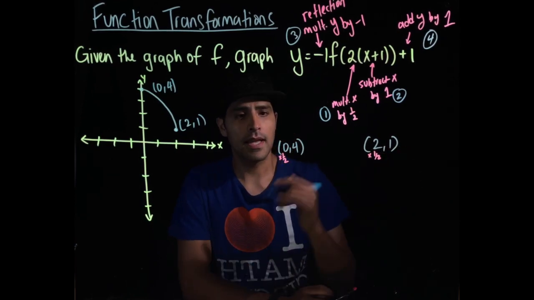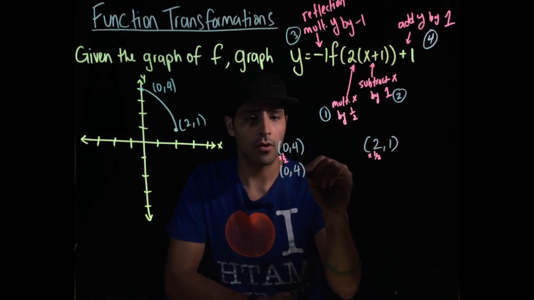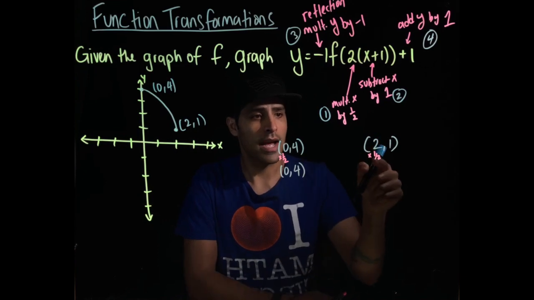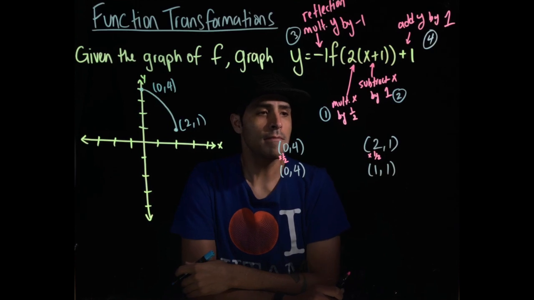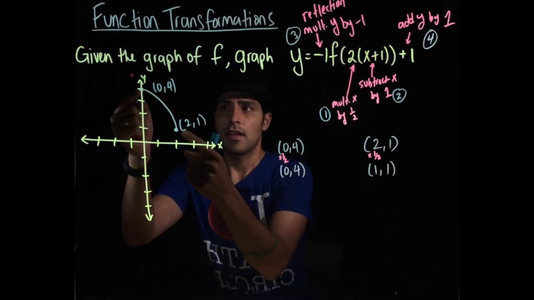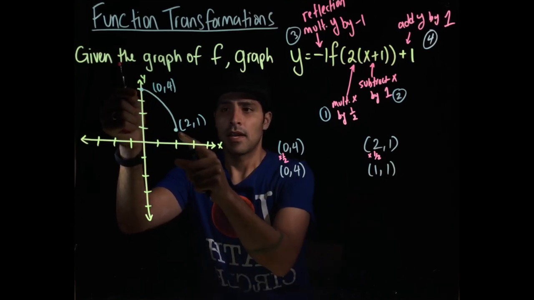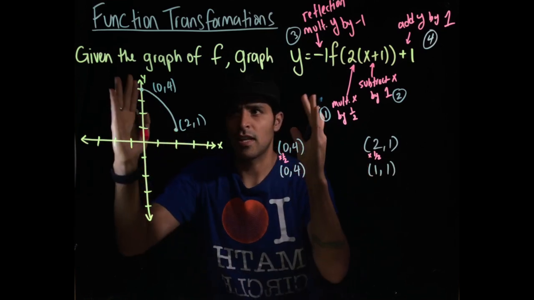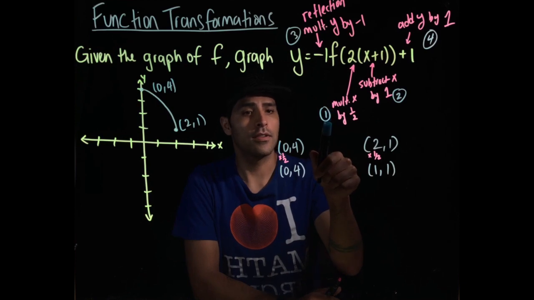And so then what I get, 0 times 1/2 is just 0 again. I leave the y coordinate because I'm only doing one step at a time. 2 times 1/2 turns into a 1. So notice that this point stayed the same, but this point got moved over here so that you're compressing it horizontally. So you're like squishing the graph.